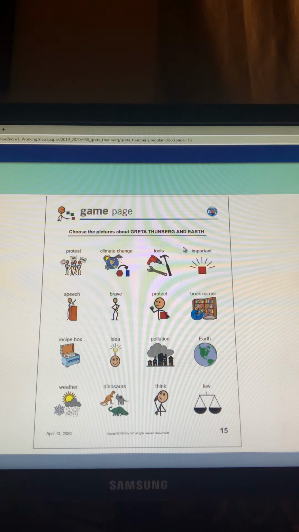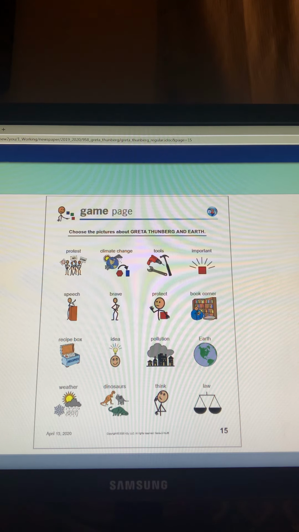The directions on our game page say, choose the pictures about Greta Thunberg and Earth. That's the article we just finished listening and reading. Okay. The first one is protest. The next one is climate change. Then we have tools. Then we have important. So let's go through and think about each one.